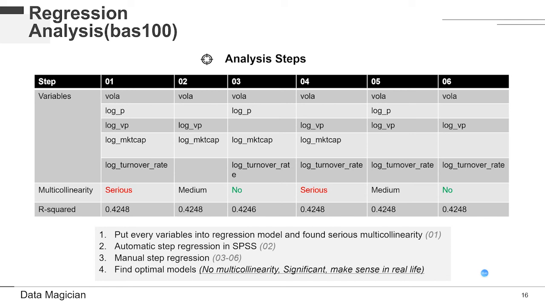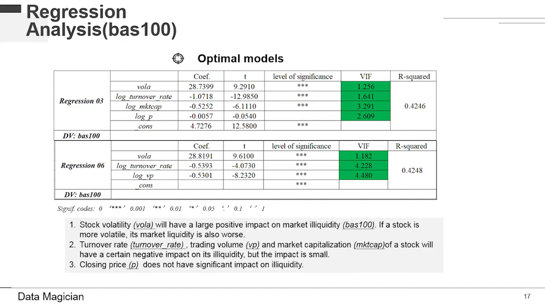And we try to discover the optimal regression models based on the 3 rules we set. The first one is there should not be any multicollinearity, and the second one is the result should be significant. The final one is that the result should make sense in common sense and in real life. After that, we found 2 optimal models. As you can see in the table, the R squared in the first model is 0.4246, and the R squared in the second model is 0.4248, which are both acceptable.